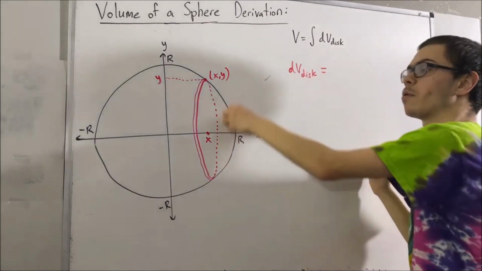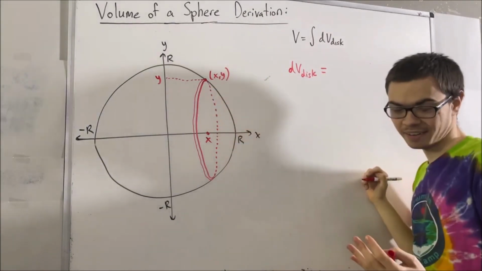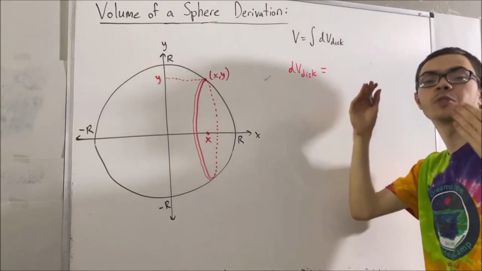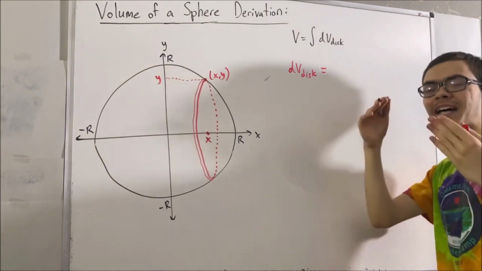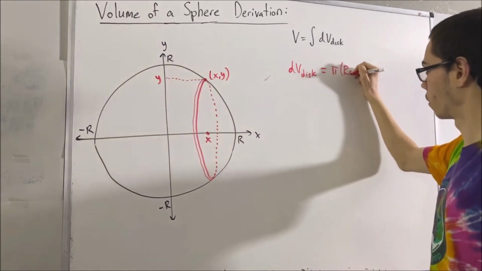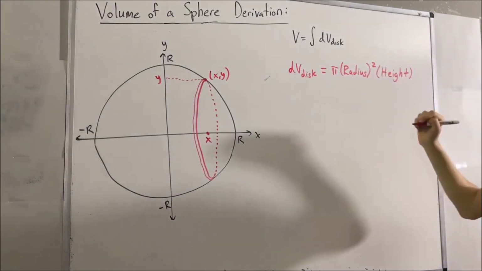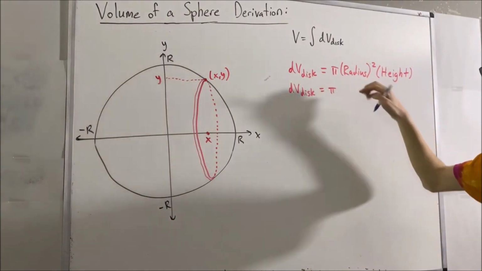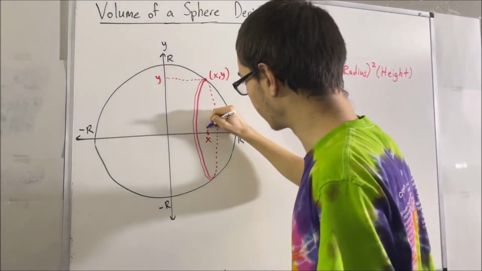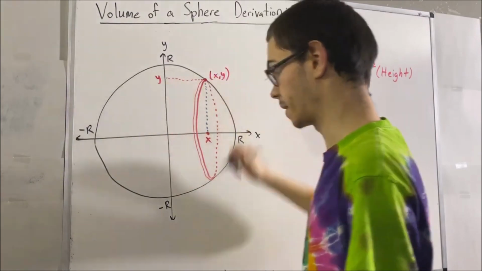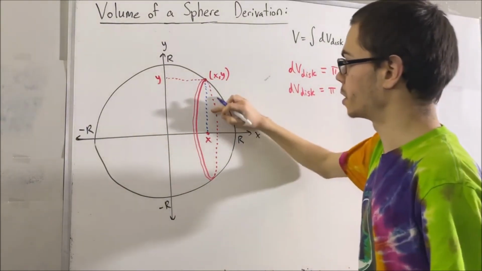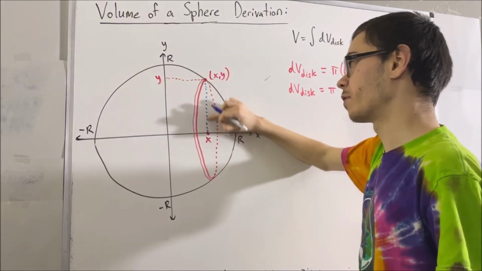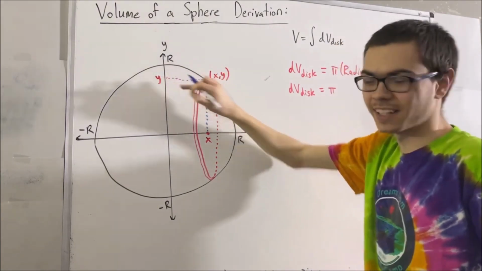Now really, our disk is a cylinder. If you recall, the volume of a cylinder is pi times the radius of the cylinder squared times the height of the cylinder. Okay, so as for the radius of our disk, that's really just the length of this line segment. In other words, it's just the y-coordinate of this point. So really, the radius of our disk is just y.